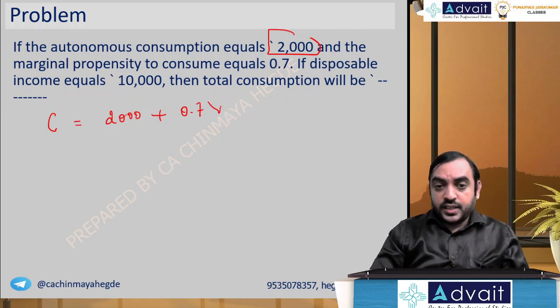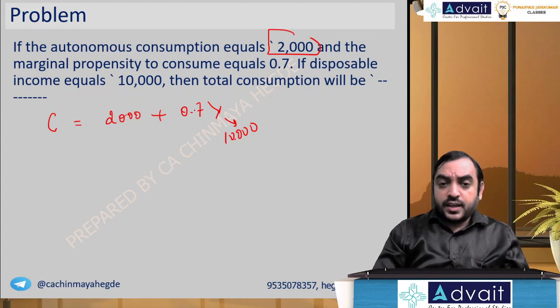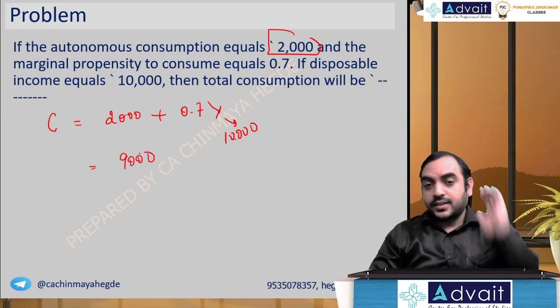income, we usually denote income as Y. If income is equal to 10,000, cross multiply, 10,000 into 0.7, 7,000 plus 2,000. So total consumption is 9,000.